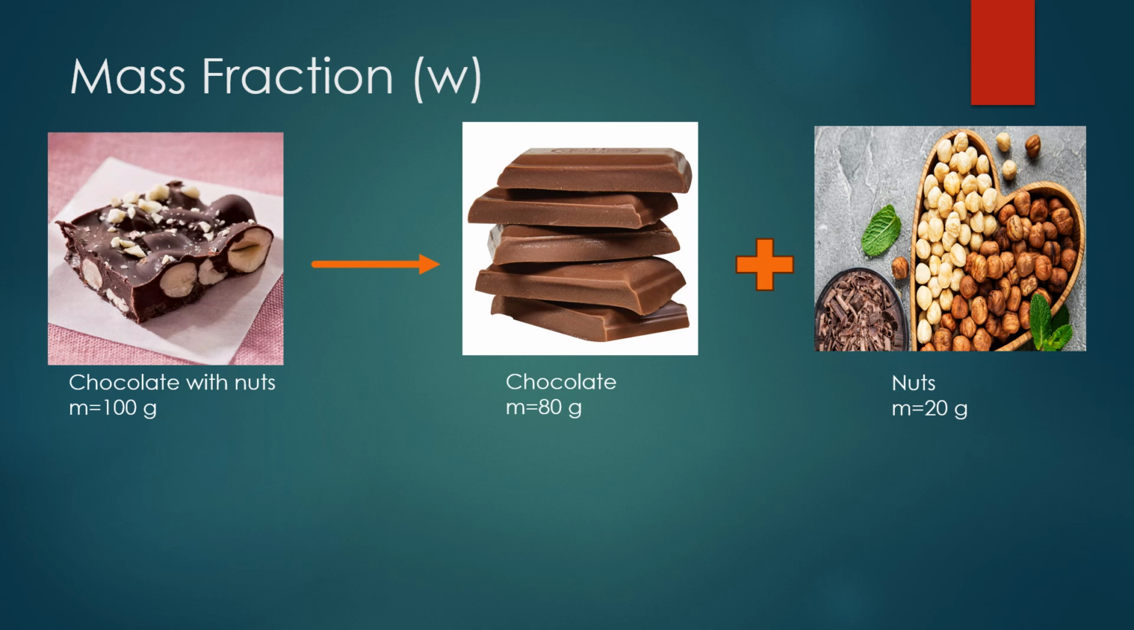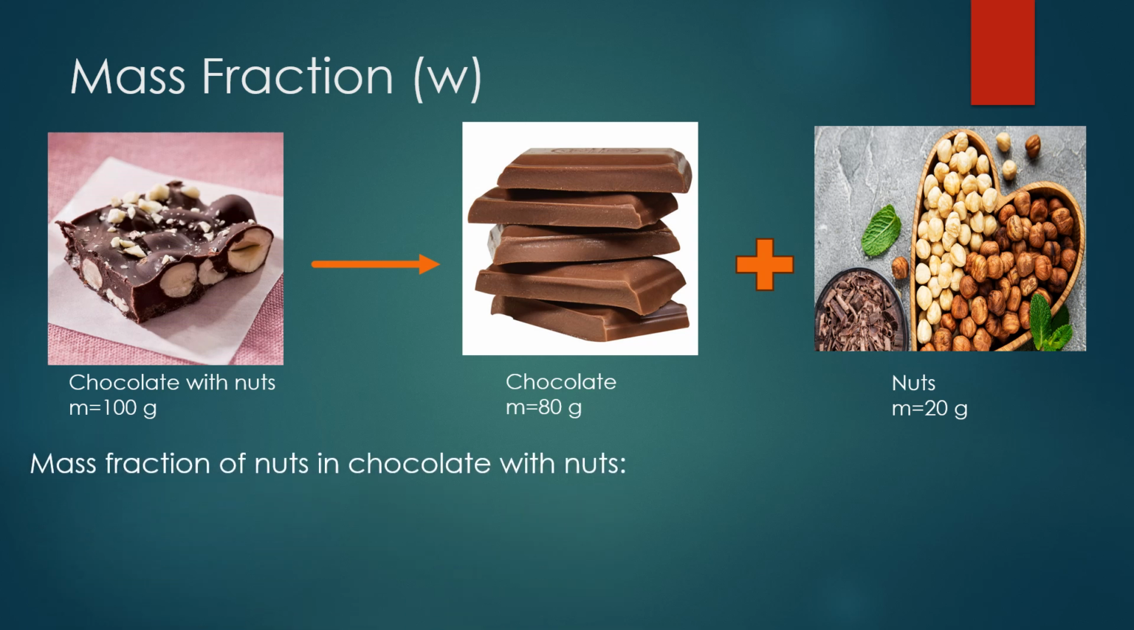We have a chocolate with some kind of nuts, and let's say the total amount of all of these together is 100 grams. This chocolate is made of, let's say, just two ingredients in our case: chocolate and nuts. Let's say the mass of the chocolate is 80 grams, and nuts approximately 20 grams. Why is this on this slide? Because we want to demonstrate mass fraction first using food, later using chemistry.